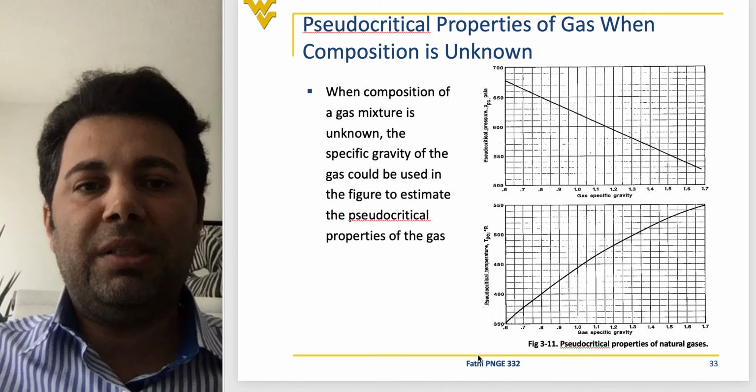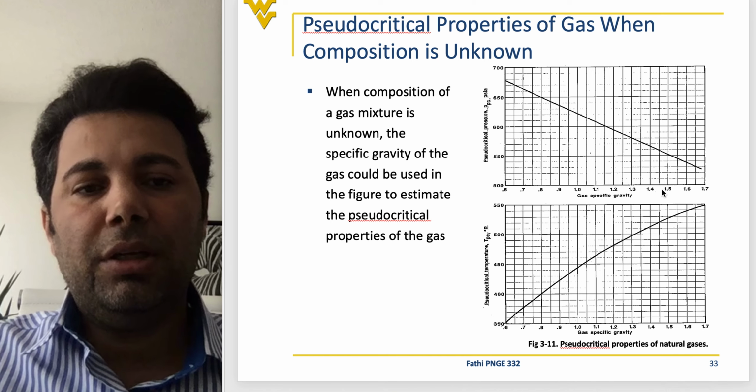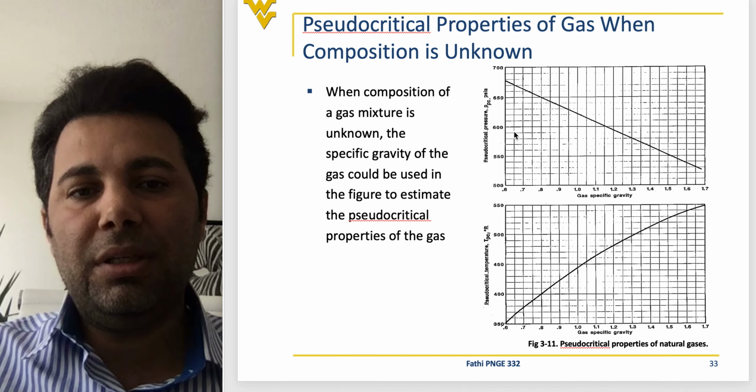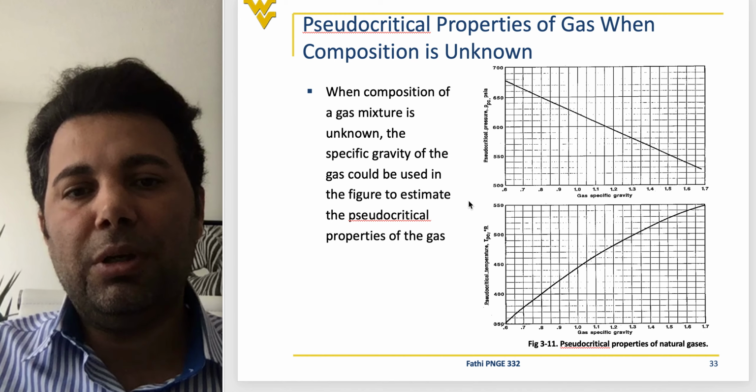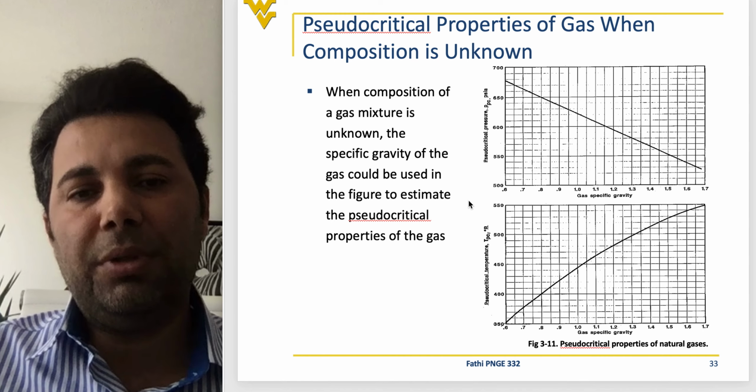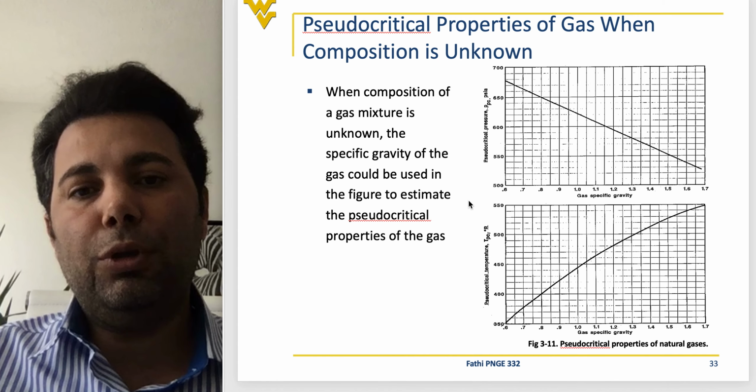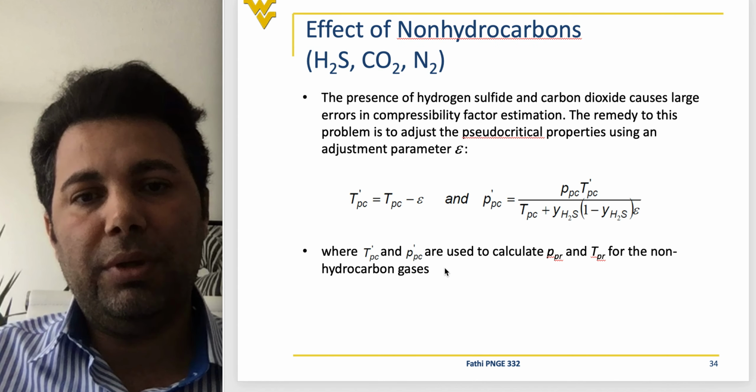and the information you have is the specific gravity, then you can use these two graphs to come up with the TPC and PPC, use the total pressure and temperature of the system to find the TPR and PPR, find the Z factor, and find the properties of the gas, okay? If you don't have the components, okay?